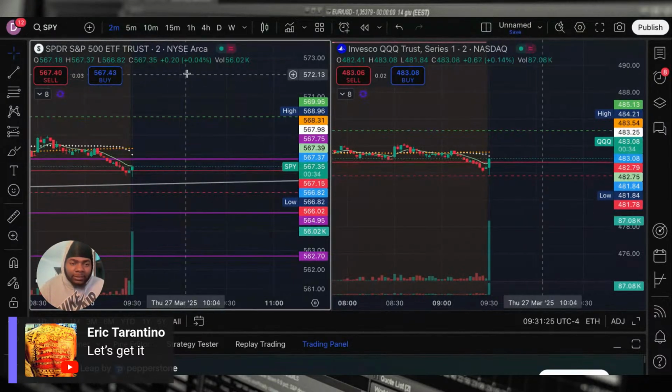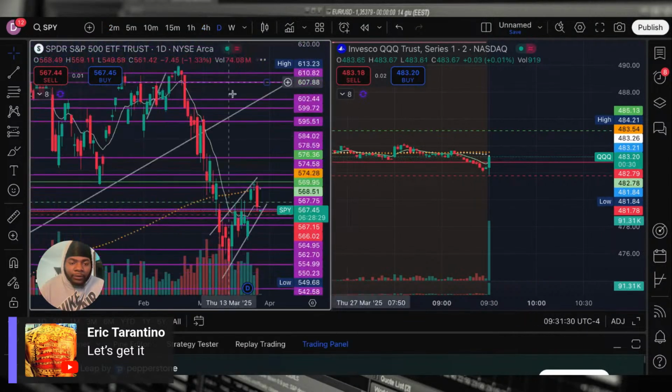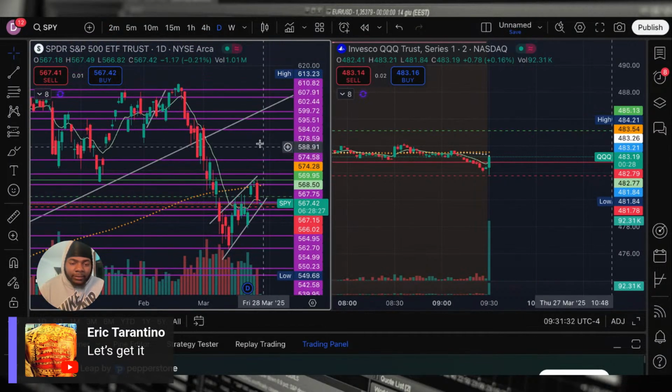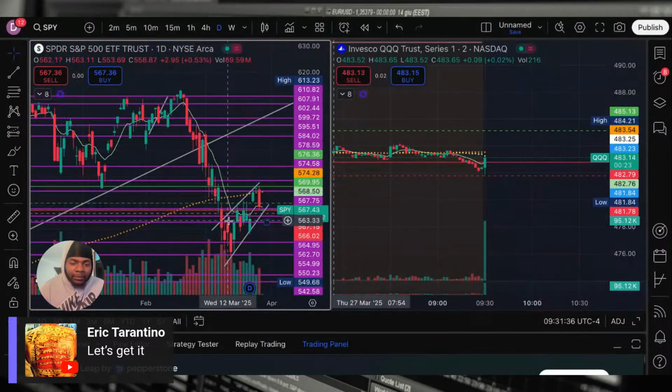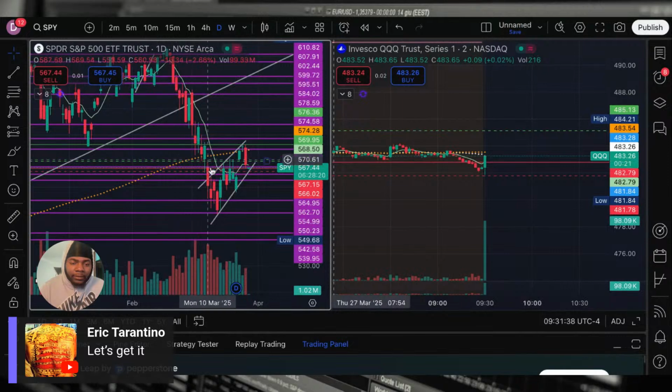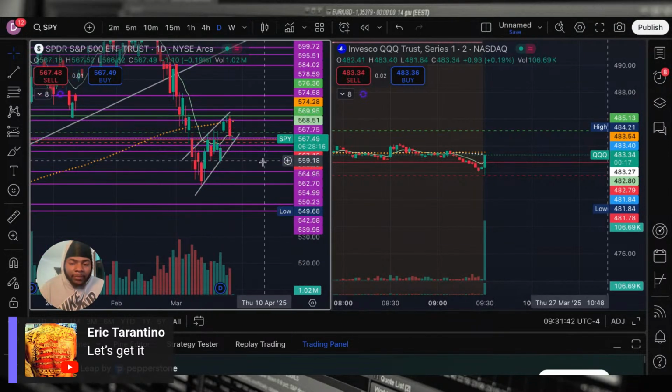Let's see what happened. If you see right here on the daily or the 4 hour, but you can see it on the daily, we got a bearish flag. See how we came down? Got the flag pulled right here, and then we got the flag pulling back right here. So let's see what happens today.